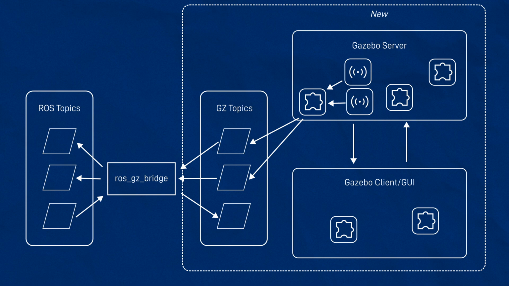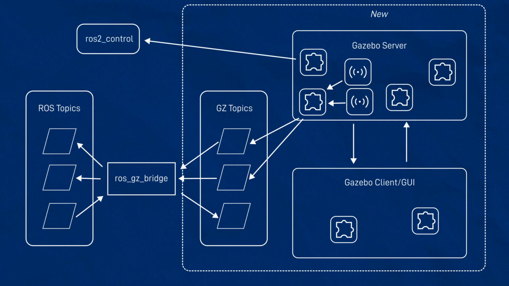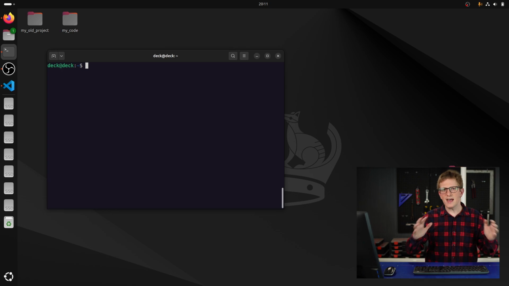Some external plugins like ROS2 Control work just like they used to. In this case, it would bypass all the Gazebo topics and all the ROS topics so that it can talk directly to the ROS2 controllers with minimal overhead. So how do we upgrade?